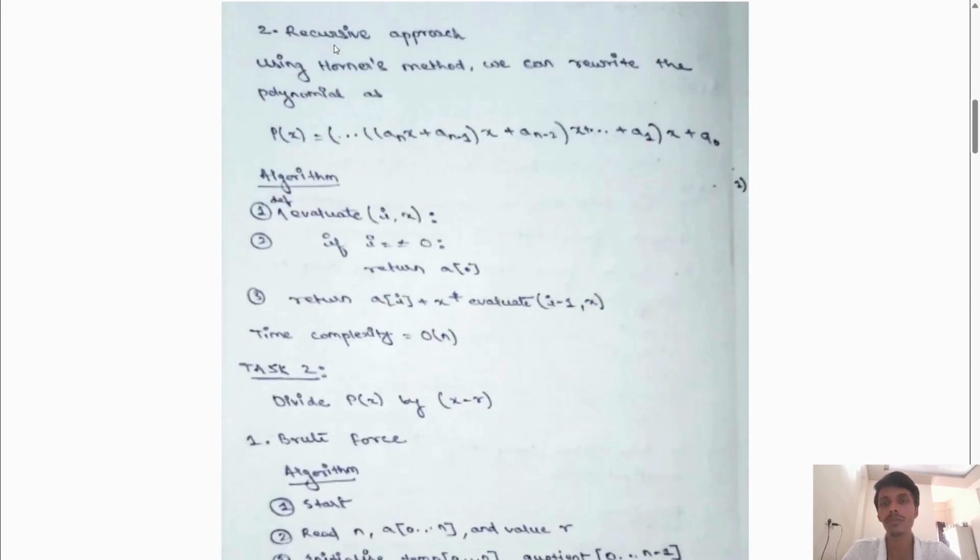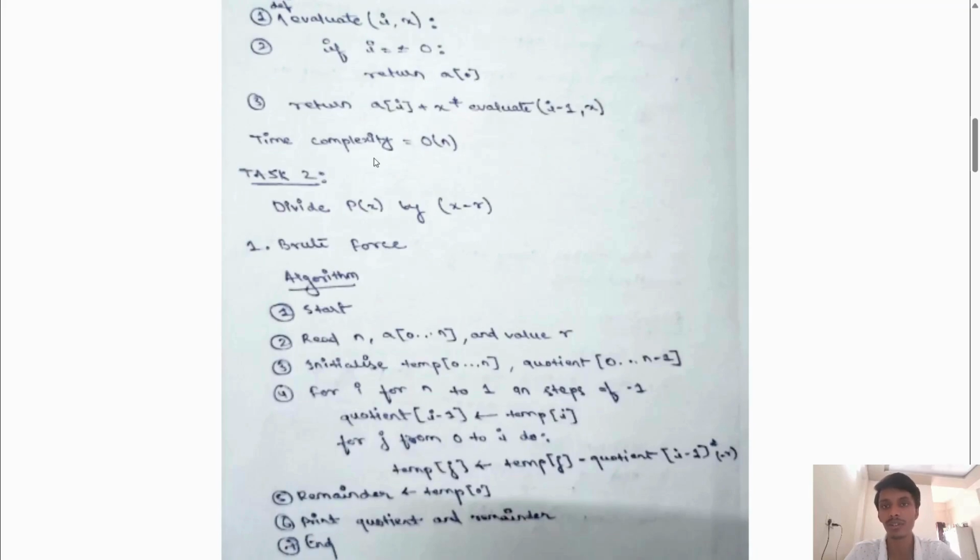A much optimized method is the recursive approach, in which using Horner's method we can rewrite the polynomial as here, where we have taken a common element from every term in the polynomial. Here a0, a1 x, we have taken a common element from every term, and then we add these terms, so the multiplications done in the approach are reduced by a lot.